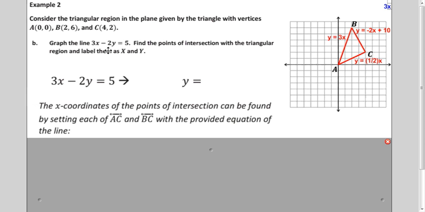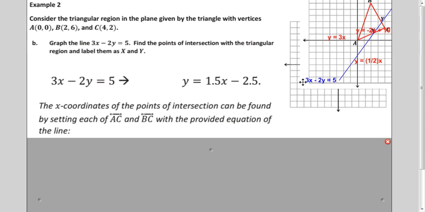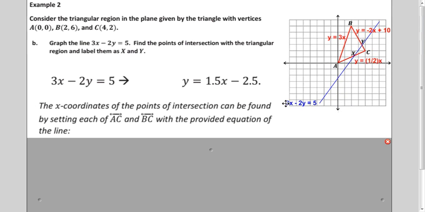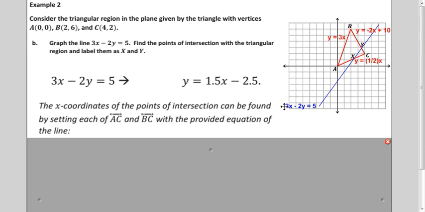All right, what about this line? Where does this intersect the triangle here? Well, let's write that in slope-intercept form. Where does it hit the boundary? So if we graph this line, this is what we end up with. And so it's hitting it twice.